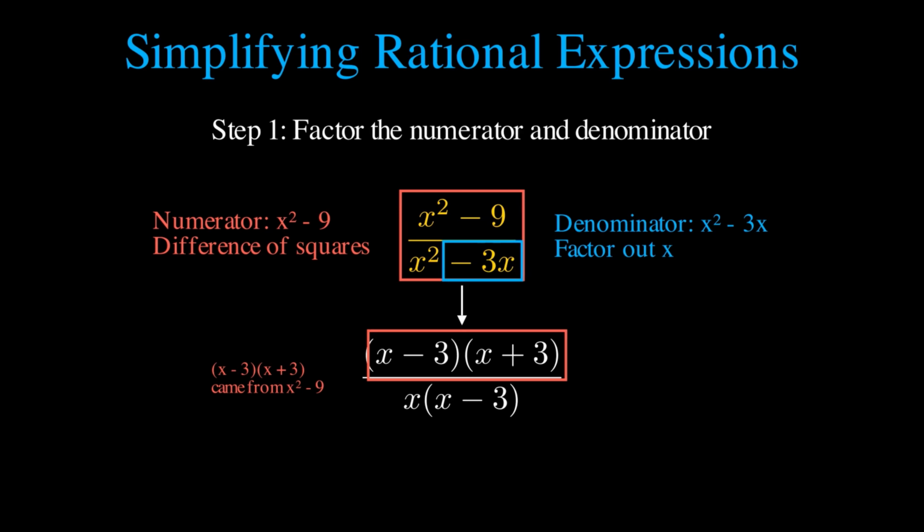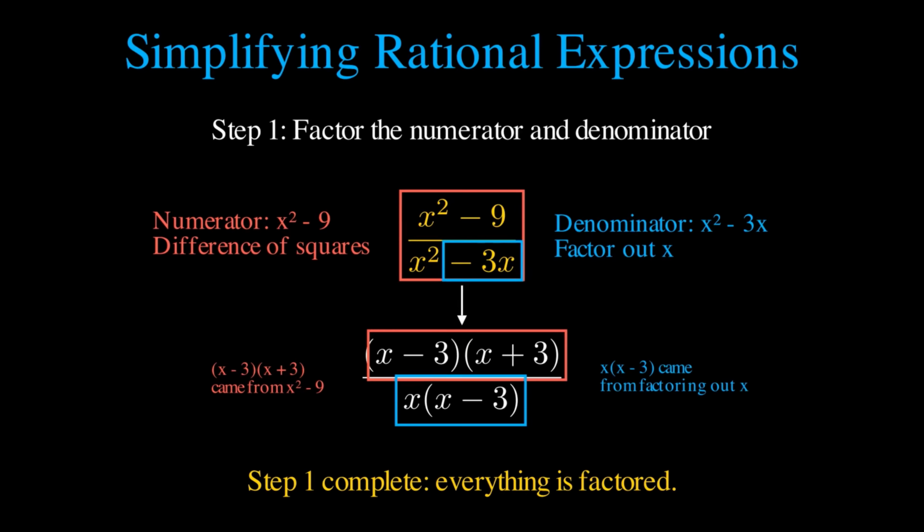Now we look at the denominator, x squared minus 3x. Both terms contain x, so we factor out x. X squared minus 3x becomes x times (x minus 3). Now the entire fraction is factored. Now that everything is factored, we are ready to simplify.